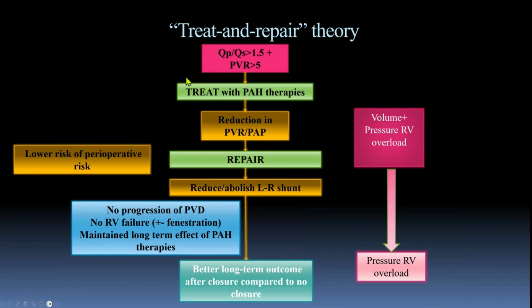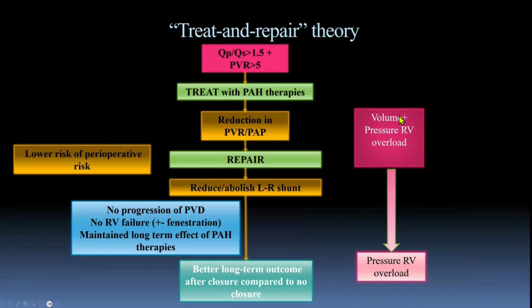So you say, what is the concept of treat and repair? I have a patient, for example, with an ASD, but with pulmonary vascular disease. But the ASD is still causing significant left-to-right shunt, so it is overloading my right ventricle, which at this point is overloaded not only by pressure because of the pulmonary vascular disease and the pulmonary hypertension, but also volume. And that can't be good for the RV.